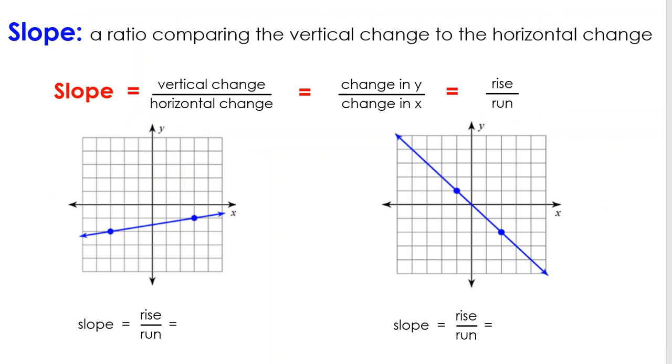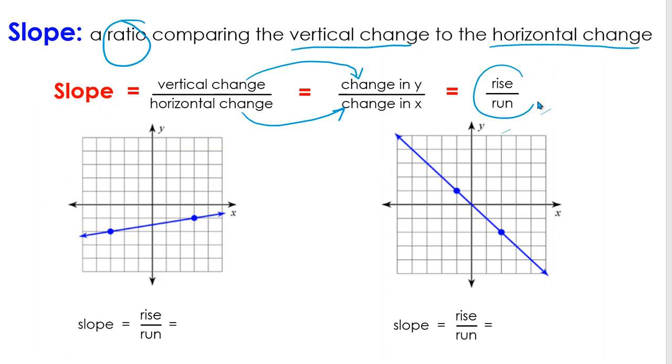So now we're going to get more into the technical aspects of slope. So first thing, slope is a ratio comparing the vertical change to the horizontal change in a line. So the way that we find this, we compare that vertical change, how far we move up and down the y-axis, versus that horizontal change, how far we move side to side. Remember that the y-axis is our vertical axis, so vertical change is change in y, and the x-axis is our horizontal axis, so horizontal change is change in x.